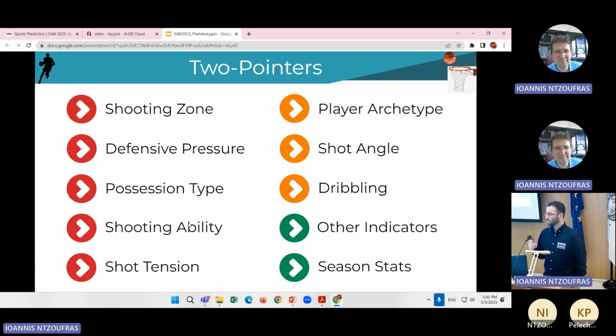Finally, the lowest impact on the success of two-point shots had factors like the speed difference between the shooter and his closest defender, the hot hand, and other seasonal stats like the usage and true shooting percentage. So we see that the hot hand had indeed some influence on the shot success, but not as much as many players and basketball fans believe it to be.